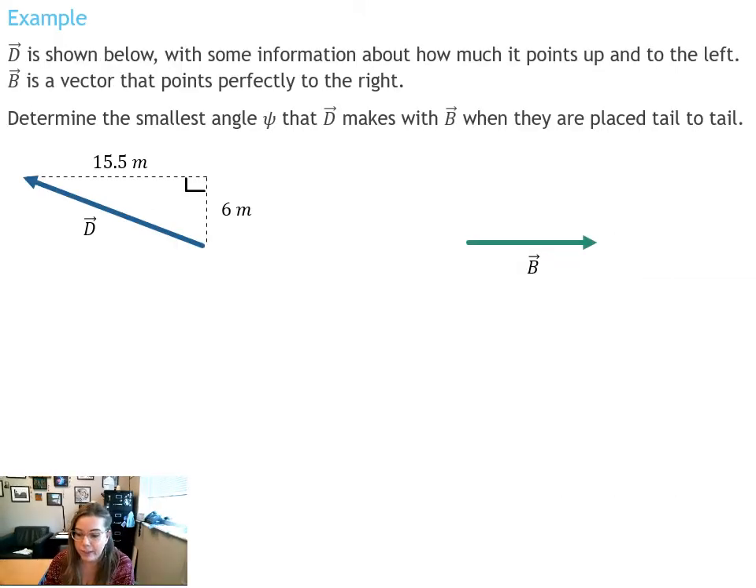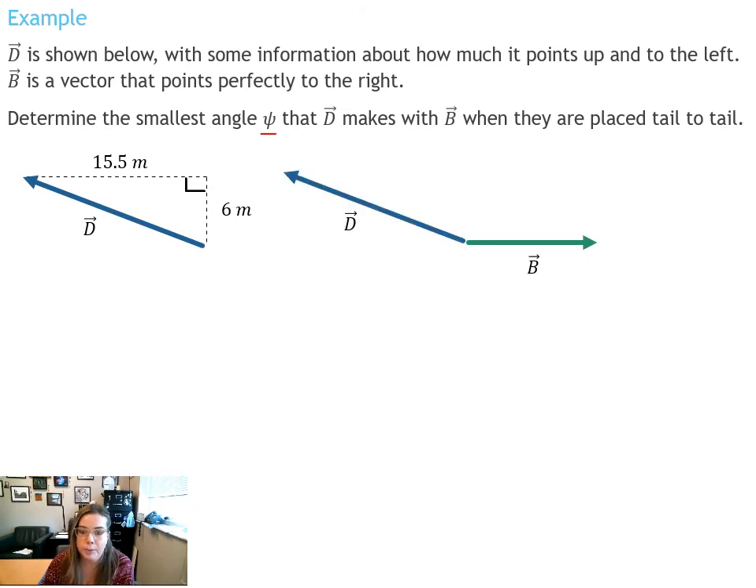Now let's get a little practice using the inverse trig functions. Let's say that we have two vectors. Here's vector D, and I know some information about the dimensions of vector D, that it's pointing up with a length of 6 meters and it's pointing to the left with a length of 15.5 meters. Vector B is a vector that points perfectly to the right. I don't know how long it is exactly. The question is, determine the angle, the smallest angle named psi, that this vector D makes with vector B when they're placed tail to tail.